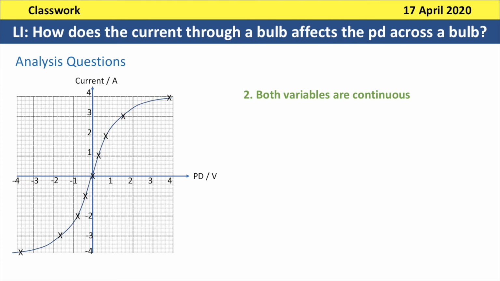The second thing was, why have we drawn a line graph? Well, we've drawn a line graph because both variables are continuous. Current and potential difference can take any value, and so therefore we say that those variables are continuous.